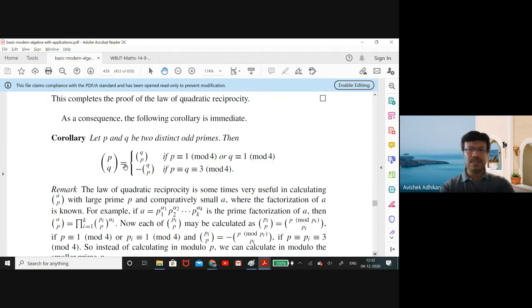Now the idea is clear, I guess. If either P or Q is of the form 1 mod 4, then (P/Q) and (Q/P) are the same. But if both of them are of the form 3 mod 4, the value will be just the negative of the other. You can see that all cases are exhausted here. You will find no other cases mod 4.